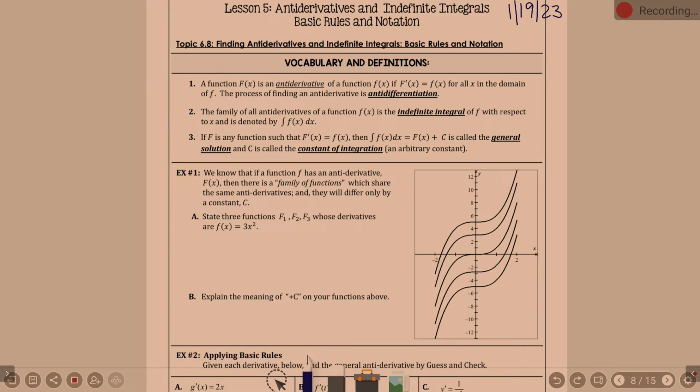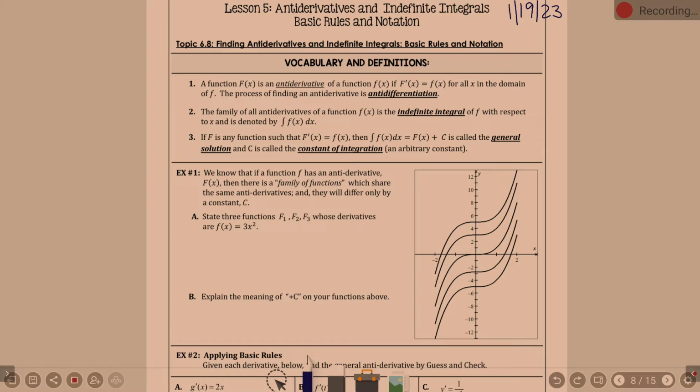Okay, big words. The family of all antiderivatives of a function is the indefinite integral of f with respect to x and is denoted by an integral sign, f of x.